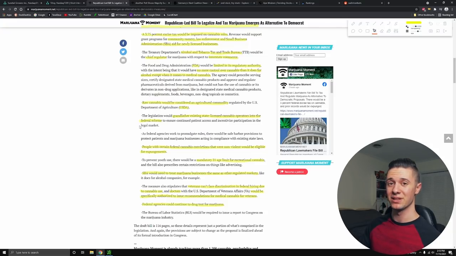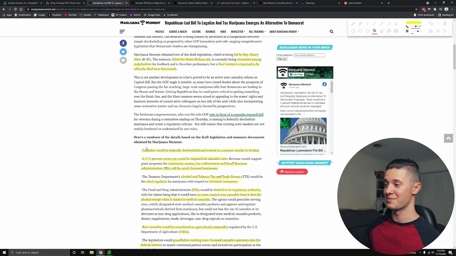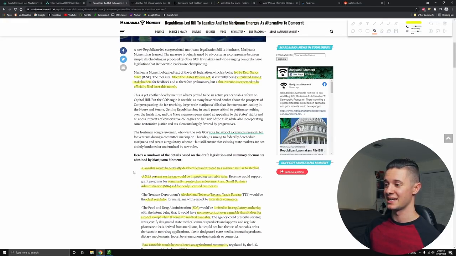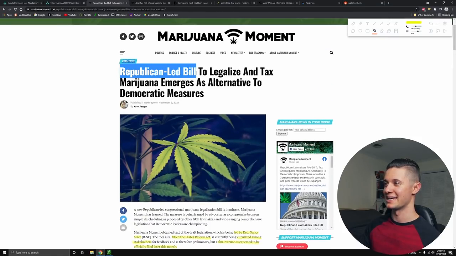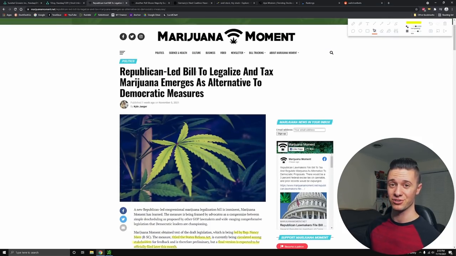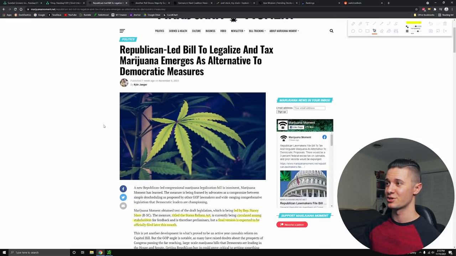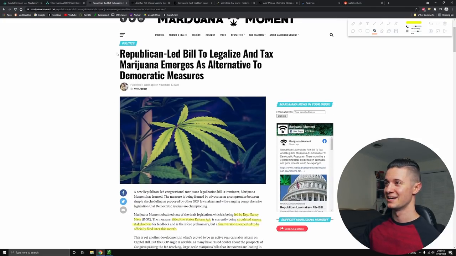Now, in my opinion, this bill has the highest probability of getting passed that any cannabis bill has had in the past because it is a Republican-led bill, okay? And that's really important because typically Democrats are the ones who are trying to push marijuana legalization and Republicans are usually the ones who are on the fence about it. But if this is a Republican-led bill, well, I just don't see Democrats having much of an argument against legalizing it, right?